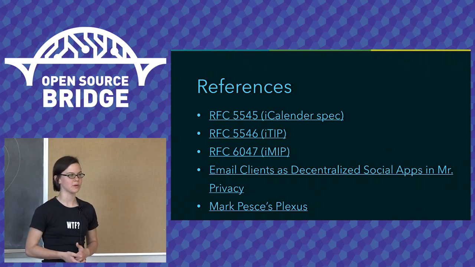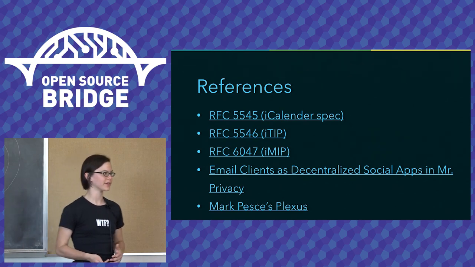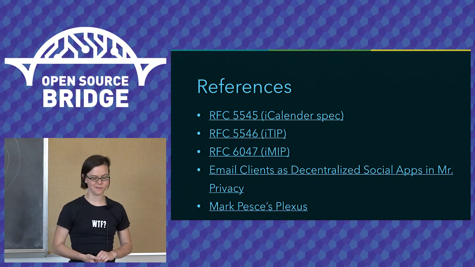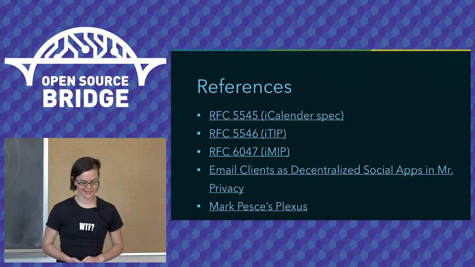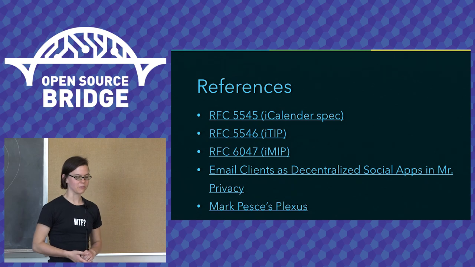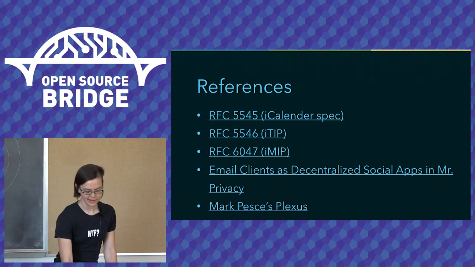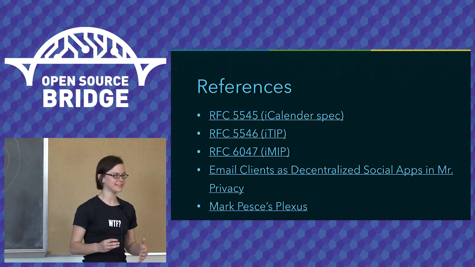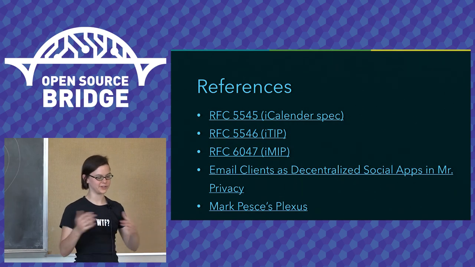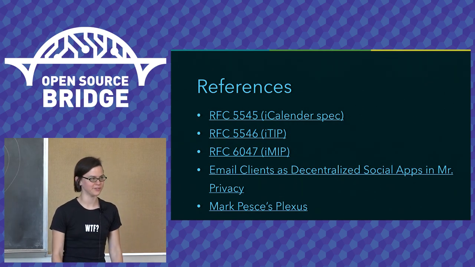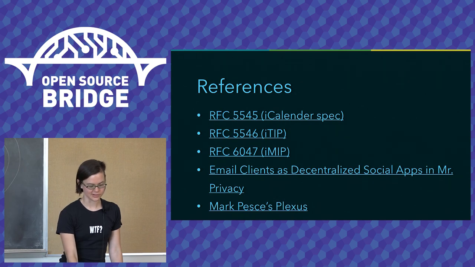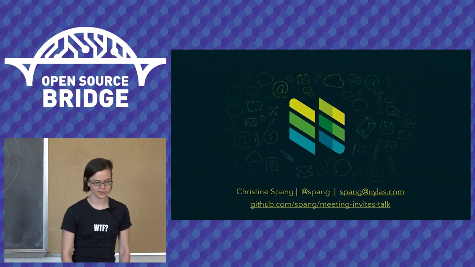There's this one paper that was published by some people at Stanford about a distributed social network called Mr. Privacy. Great name. And there's this guy, Mark Pesce, who played around with this thing he called Plexus for a while, which, I don't have a really good summary of what it does, but it uses email to exchange metadata and does social stuff. This is a link to GitHub, actually. And that's all I got.